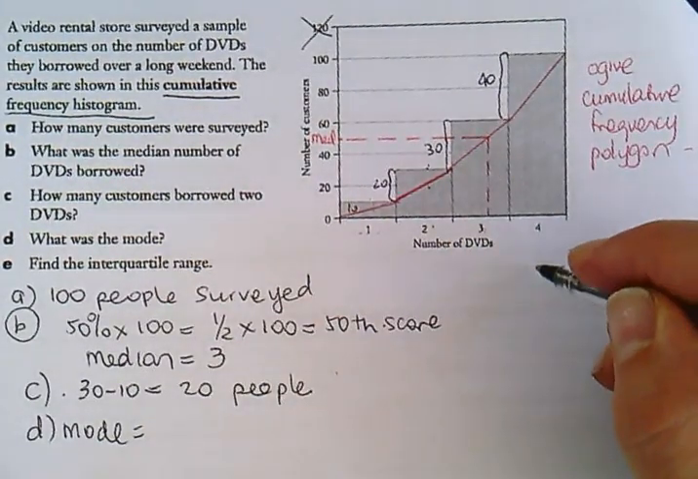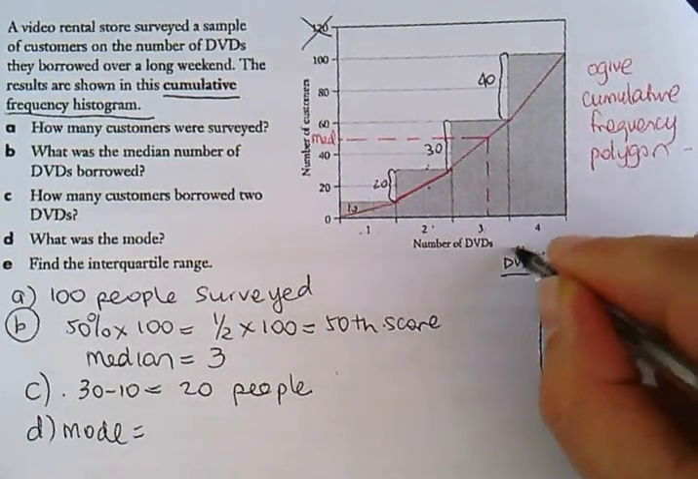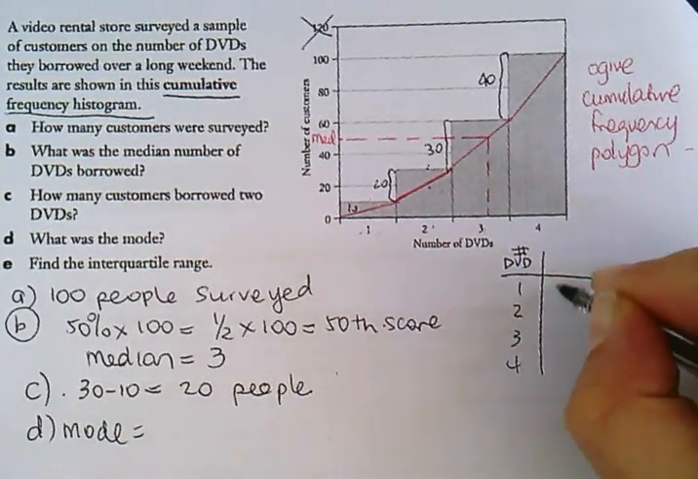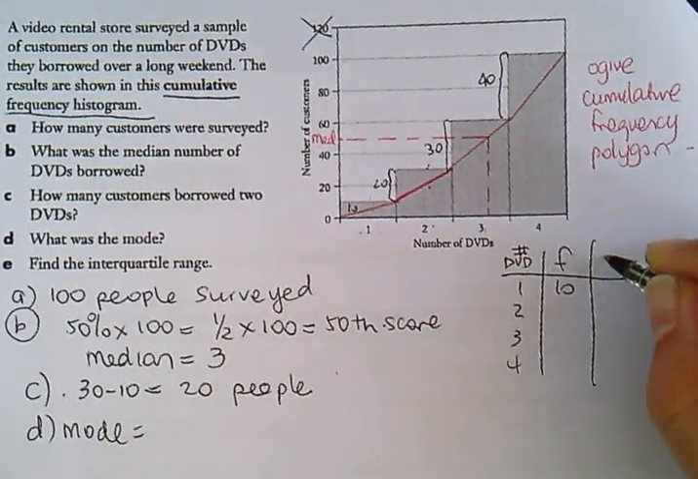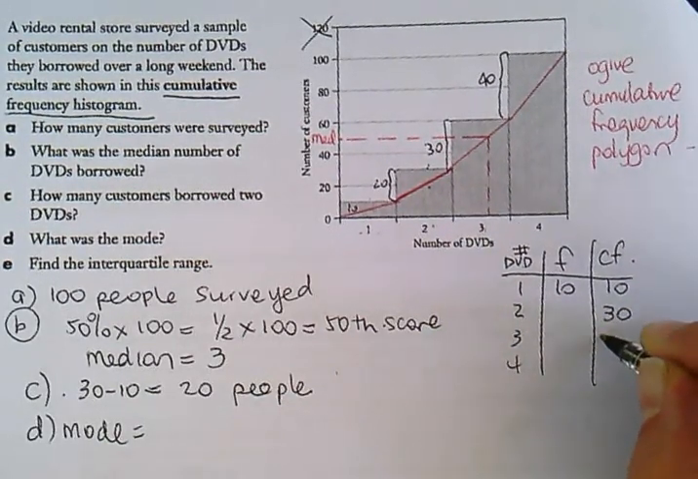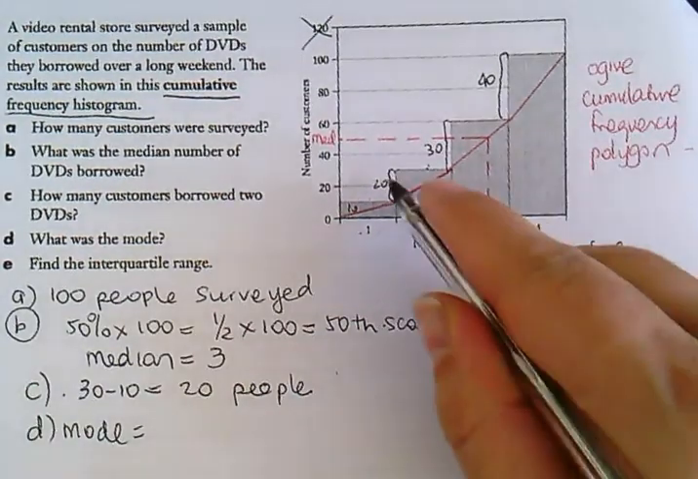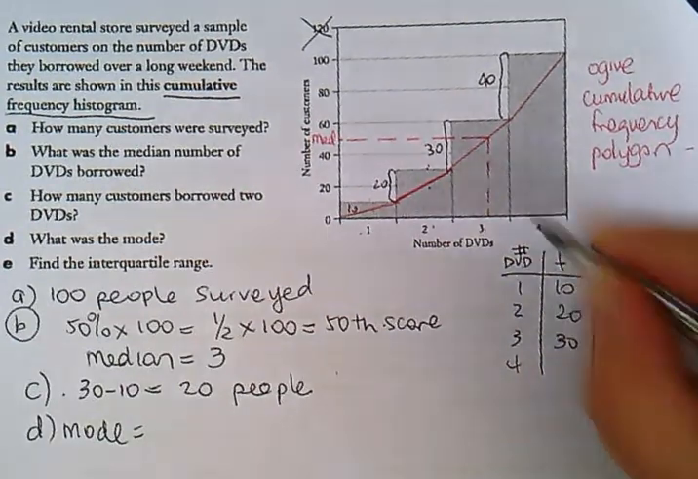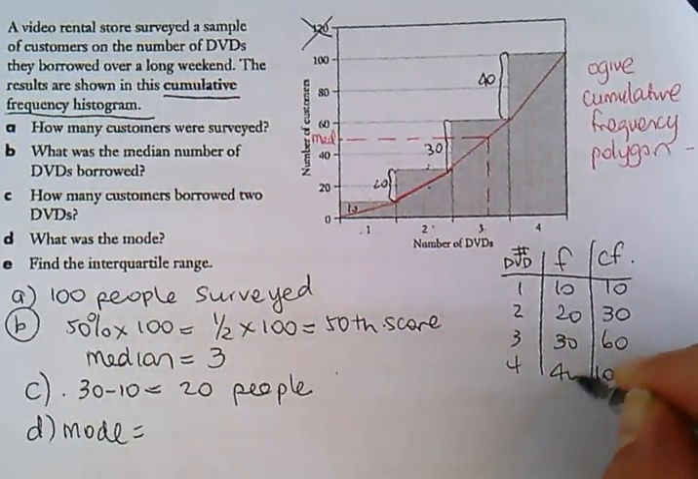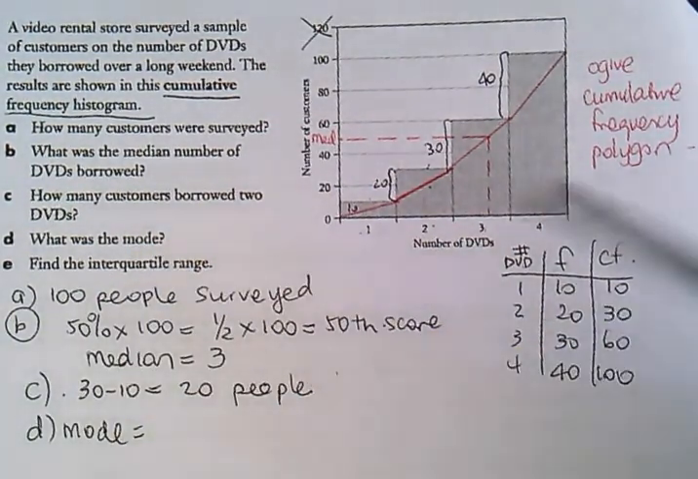Over here, my number of DVDs, 1, 2, 3, 4. We know that 10 people bought 1. If I put my cumulative frequency in just to check, 30, isn't the next one 60 and that one 100? 10 and 20, see, that's my 30. 30 and 30 makes 60. 60 and 40 makes 100. See, it makes sense?